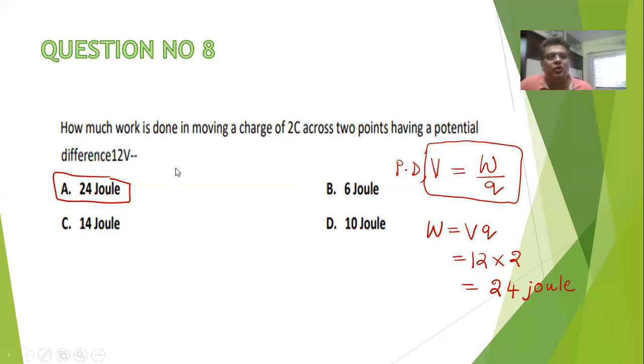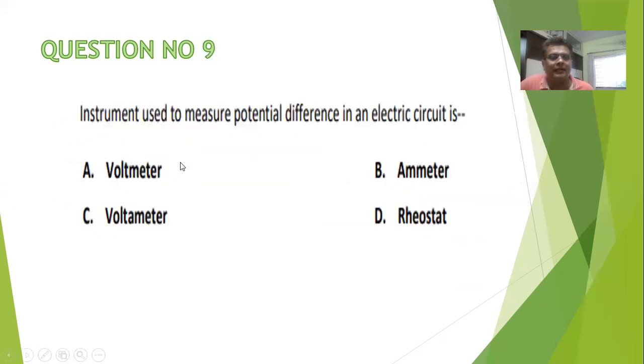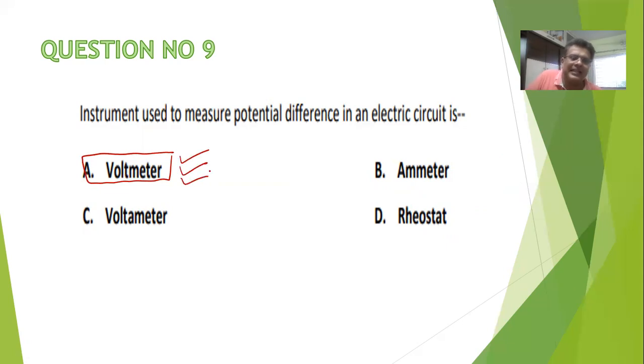Okay, yes, let's go to the next question, dear students, question number 9. Instrument used to measure potential difference across the electric circuit. We know that the instrument used to measure the potential difference is the voltmeter. Voltmeter, right? So I know very well this is the answer. What does an ammeter measure? You know that an ammeter measures electric current, as I already told you.